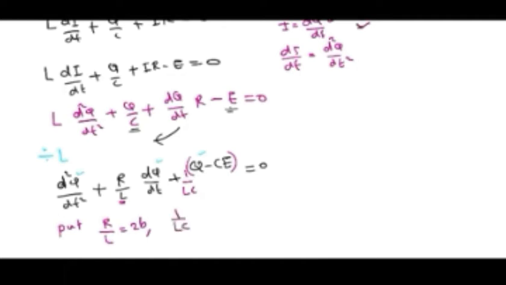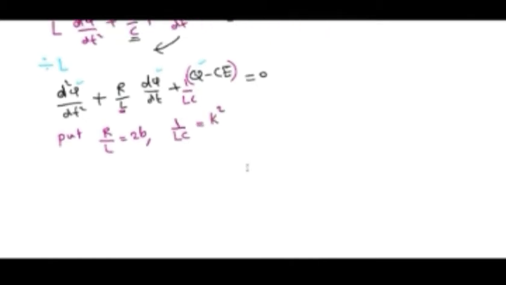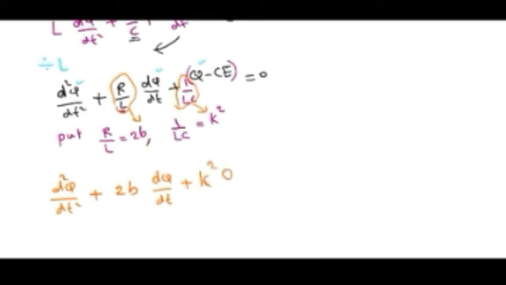Therefore in the next step I will do the substitutions, then these equations will become d square q by dt square plus, instead of R by L I will write 2b, dq by dt, plus instead of 1 by LC I can substitute k square, this will be k square into (q minus CE) inside the bracket is equal to 0. I will put this equation number 2.